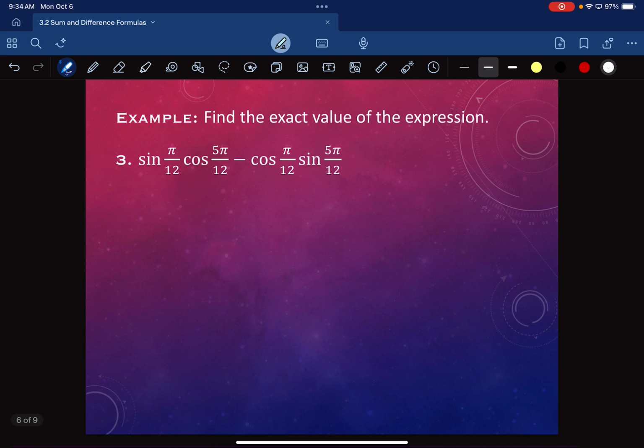Okay, so I'm going to change this to say sine of alpha, which is pi over 12, minus beta, which is 5 pi over 12. Does it matter that I wrote it as pi over 12 minus 5 pi over 12 versus 5 pi over 12 minus pi over 12? Yes. Why? Because if you do it this way, like we have on the screen, you get a negative. Yes. You get negative pi over 3.